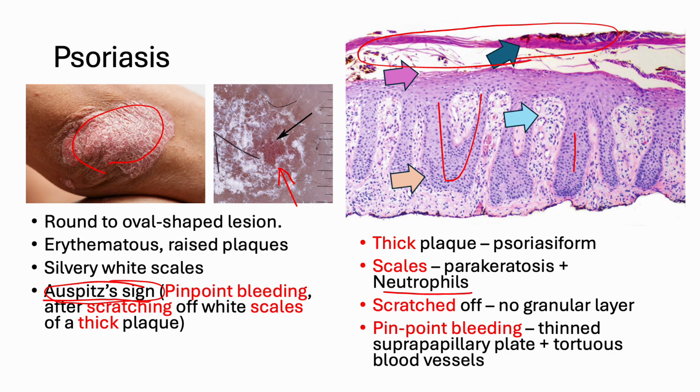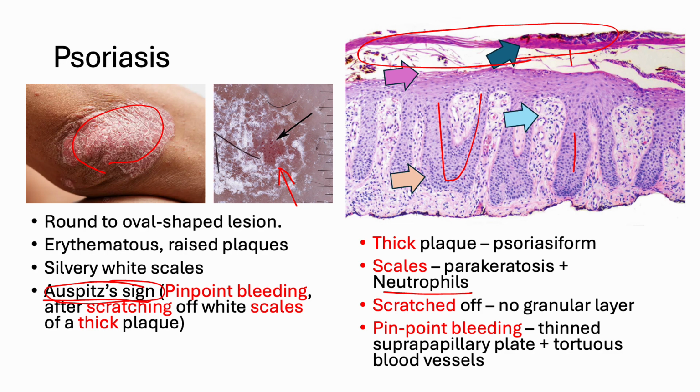And third, when we scratch off the thick scale, why is it easily scratched off? It is because there is no granular layer. Do you still remember when we talked about the LSC? What did I say about the granular layer? That usually means the cells are holding each other very well. So if there is no granular layer, they cannot hold each other. So it is easily scratched off.